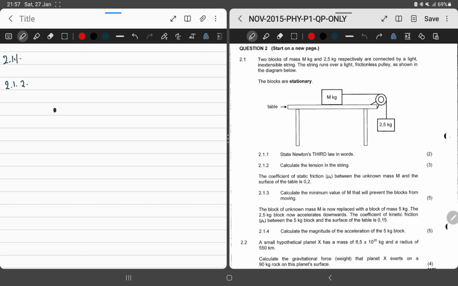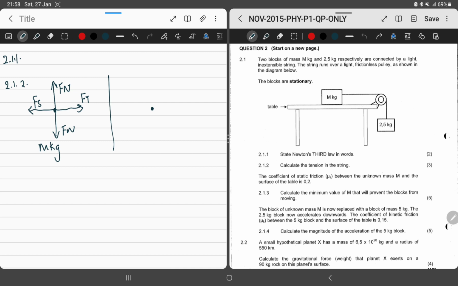Let's draw a free body diagram for the m kilogram block. There will be a normal force there because the block is lying on a flat horizontal surface. And then this is the force of weight. The blocks are not moving, so this is the static friction. And then we have force of tension to the right. This is for the m kilogram block.